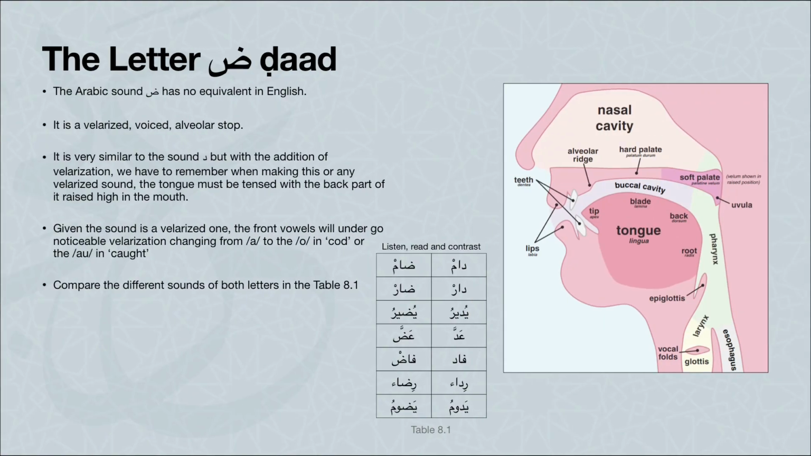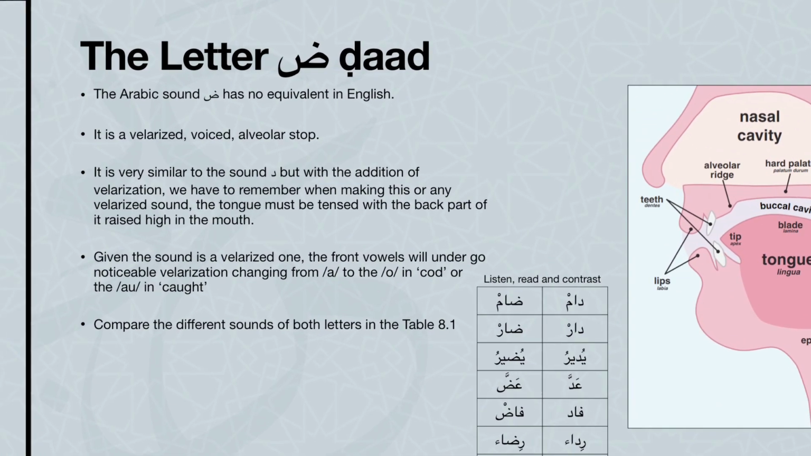The letter Dad is basically a lot easier to reproduce than the letter Ain, because what you can do is come up with the sound that is closer to it, which is Dal, da. But let's just read it as we started, as we are used to reading the notes and trying to explain them. So the Arabic sound da has no equivalent in English, of course.